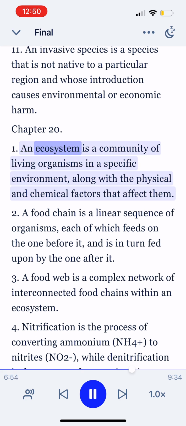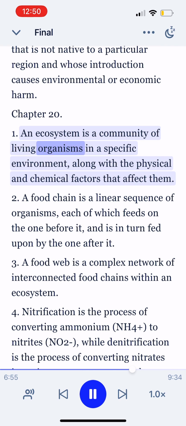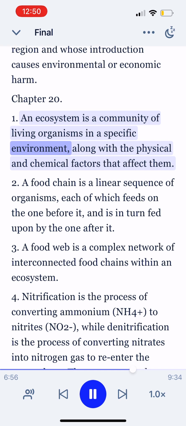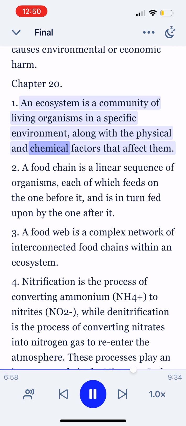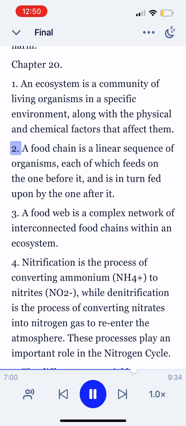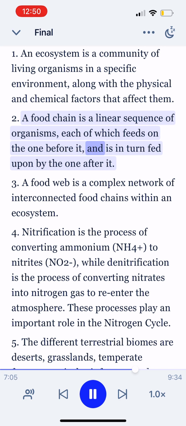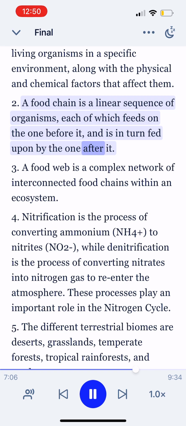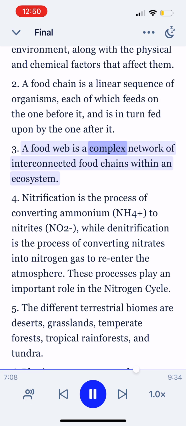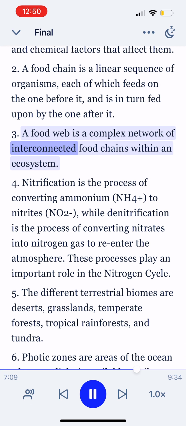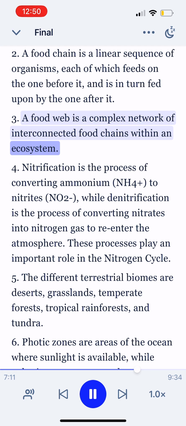1. An ecosystem is a community of living organisms in a specific environment, along with the physical and chemical factors that affect them. 2. A food chain is a linear sequence of organisms, each of which feeds on the one before it, and is in turn fed upon by the one after it. 3. A food web is a complex network of interconnected food chains within an ecosystem.